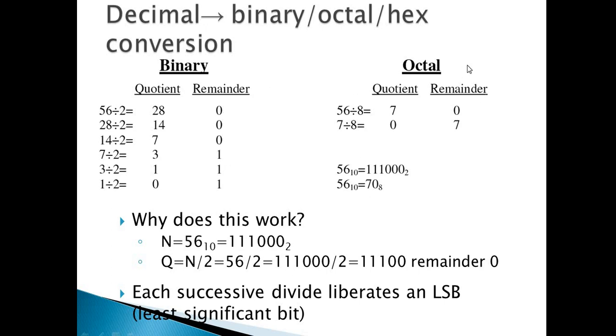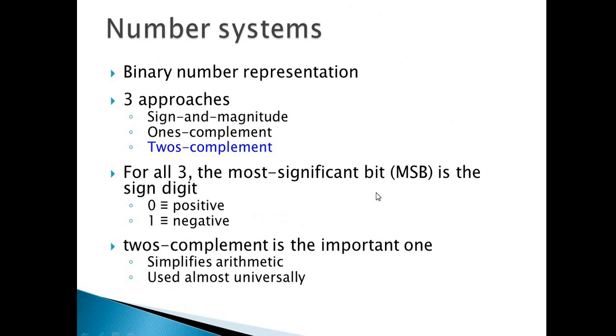Similarly, for decimal to octal, I have to divide it by 8. The same procedure will be repeated, only now the division will be by 8, as octal has base 8. The same procedure will be carried out until I get the quotient 0. So 56 in decimal will be equal to 70 with 8 as the base. It is in octal format.